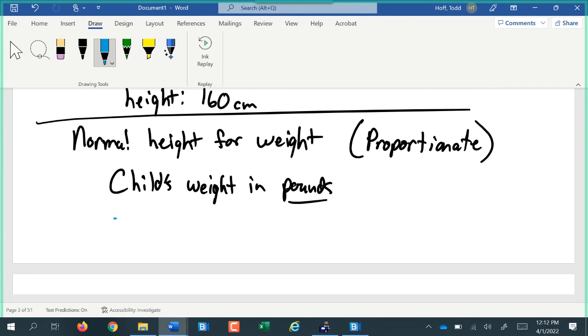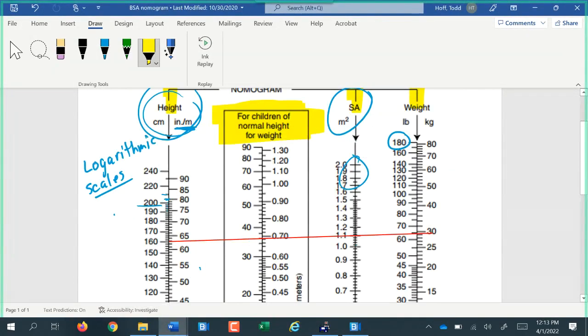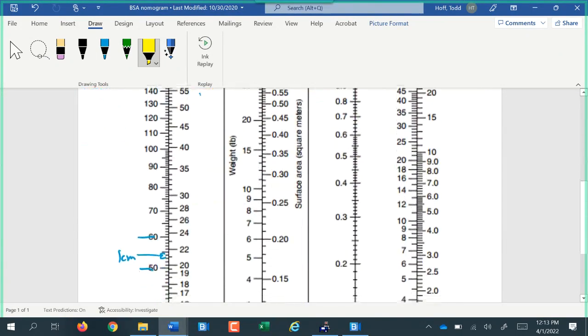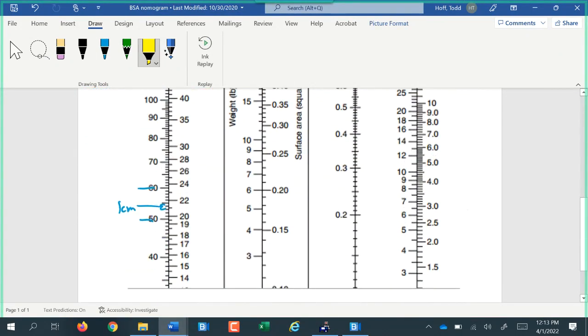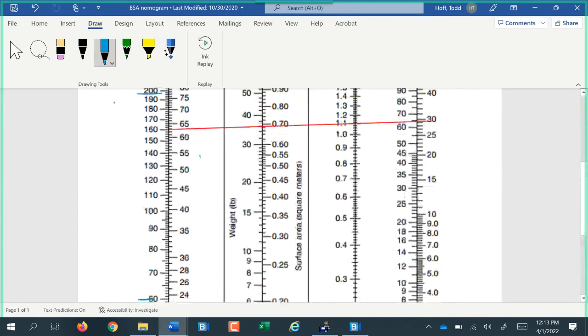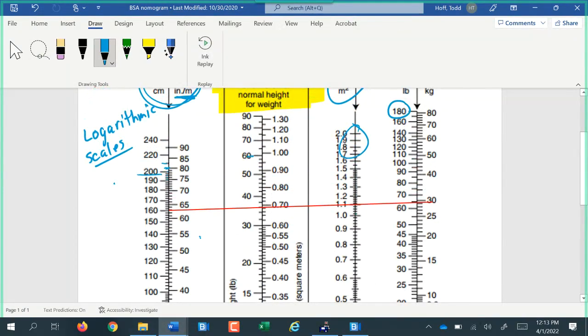So let's say we have a child that comes in that is 34 pounds. We want to find their body surface area. We go to the nomogram. Now again, the scale on this nomogram is logarithmic. At the bottom down here, from here to here is a pound. From here to here is 1 pound. Up here, a similar distance is 10 pounds. So we have to be careful how we read that. Now I'm going to get this red line out of it.